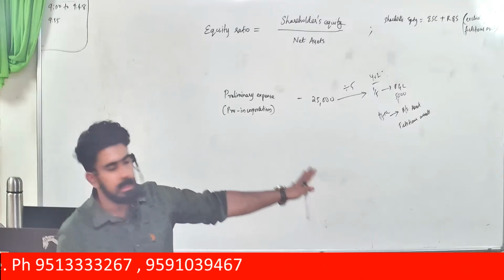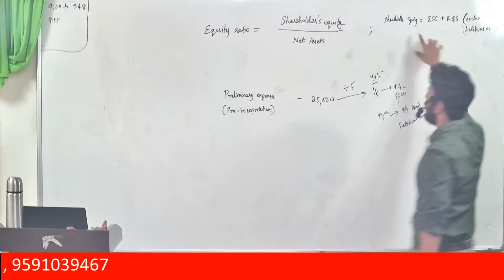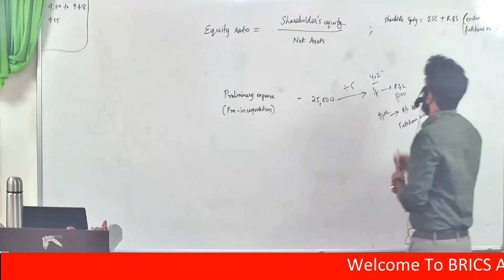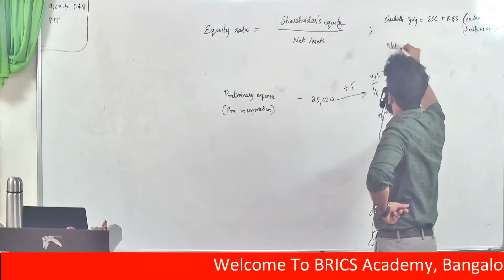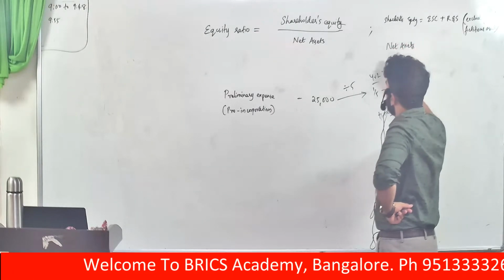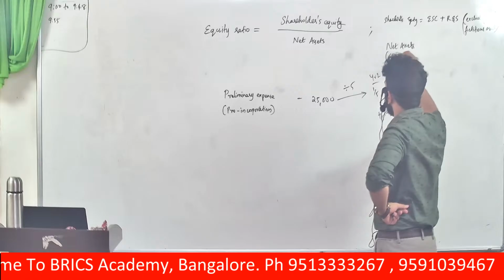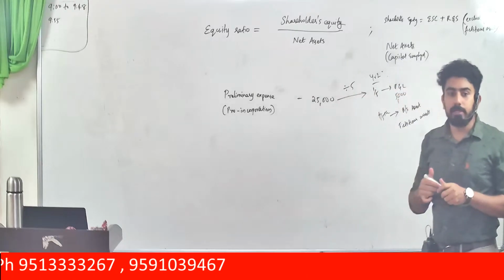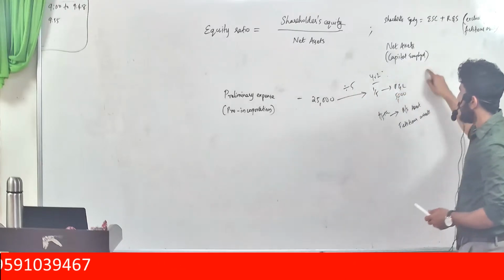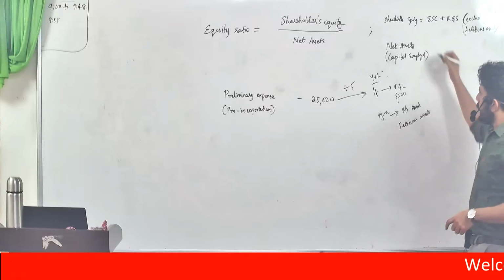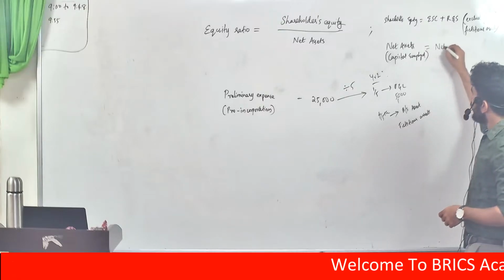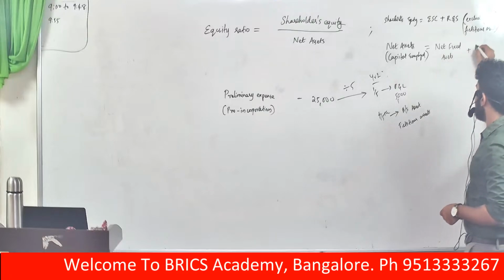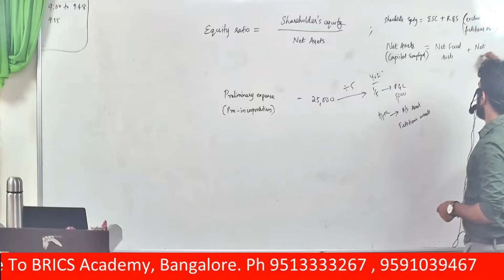So don't consider these kinds of items for shareholders' equity. If there are some such items, just ignore them. Exclude them. Then net assets. What are net assets? Guys, net assets we call by another name, capital employed. Heard somewhere? In capital structure, if you remember, we used this term. So capital employed and net assets are the same thing. This is basically net fixed assets plus net working capital.